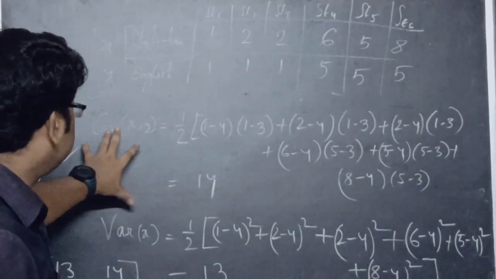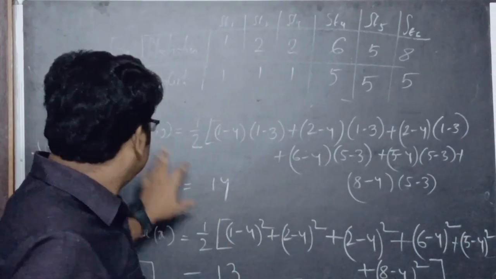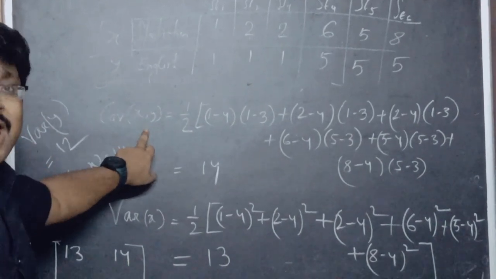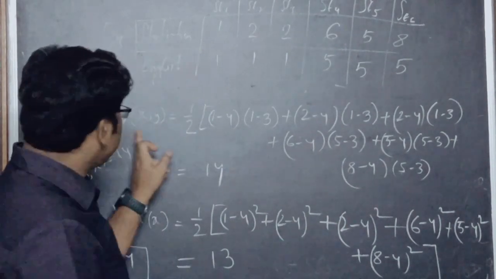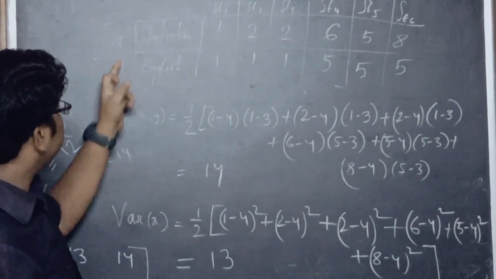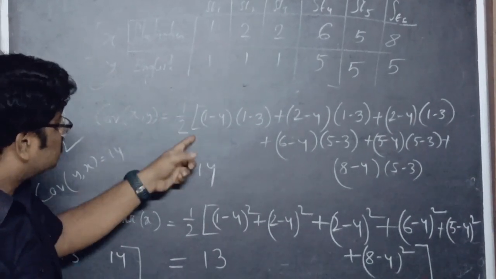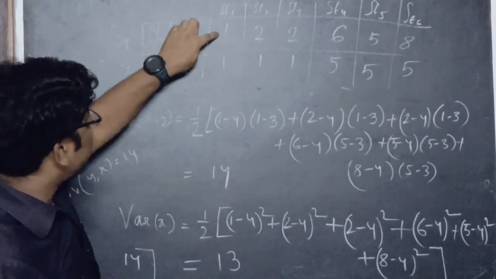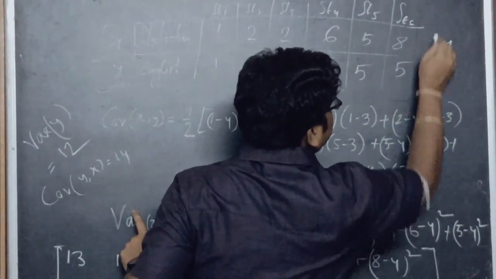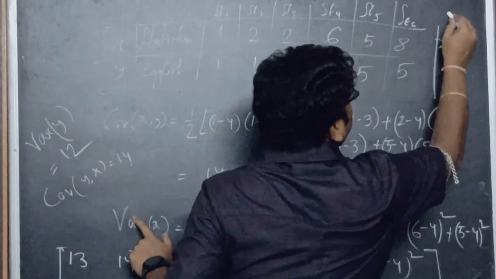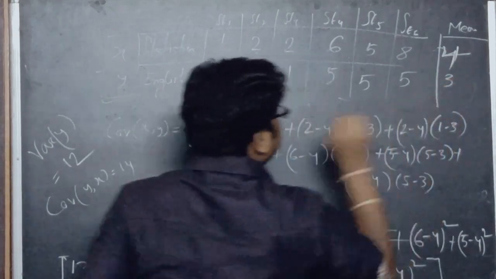Now we are computing the values of this matrix that I have mentioned. So covariance of xy, as I have mentioned, and covariance of yx are the same. The formula for covariance of xy has 1 by n. So 1 by 2, in brackets, 1 minus 4, where 4 is the mean of x and 3 is the mean of y.